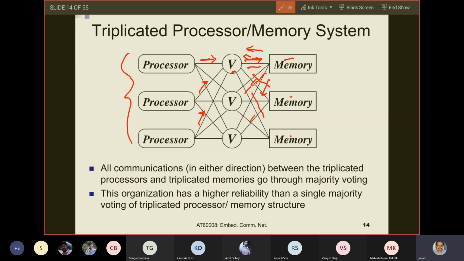So if at least two of the processors are working correctly, the majority of all the three voters will give you the correct result, right? Then the memory will take the majority out of the three voters and put it in the memory, and the data from the memory on the other side will likewise go to all the processors. Any questions here?